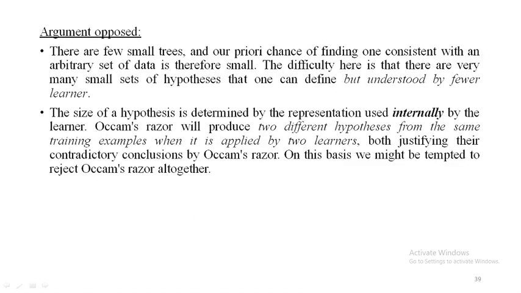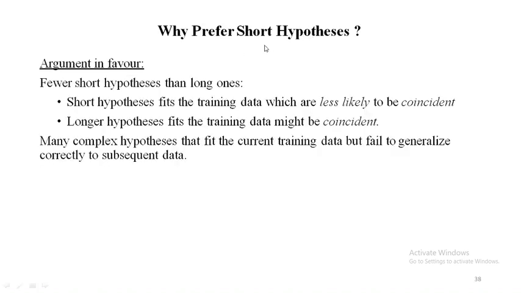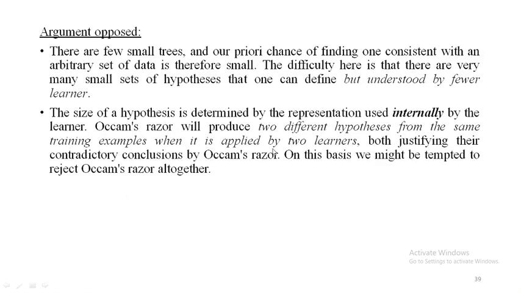And what is the counter argument with respect to that? They are saying that you are just preferring the shorter hypothesis, that is, in favor of the short hypothesis. What is the counter argument here? There are few small trees, and your prior chance of finding one consistent with an arbitrary set of data is therefore small. The difficulty here is that there is a very small set of hypotheses that one can define but understood by fewer learners. Right?